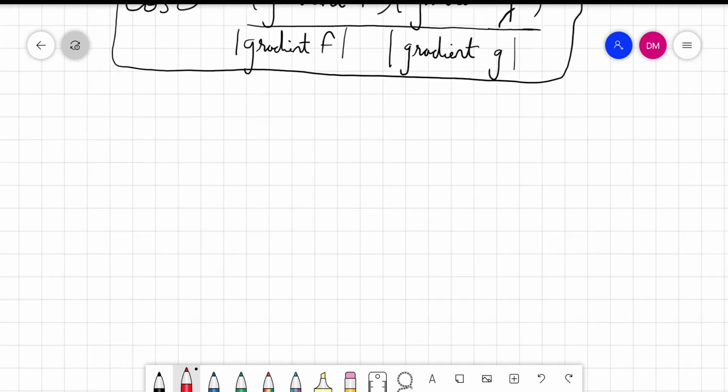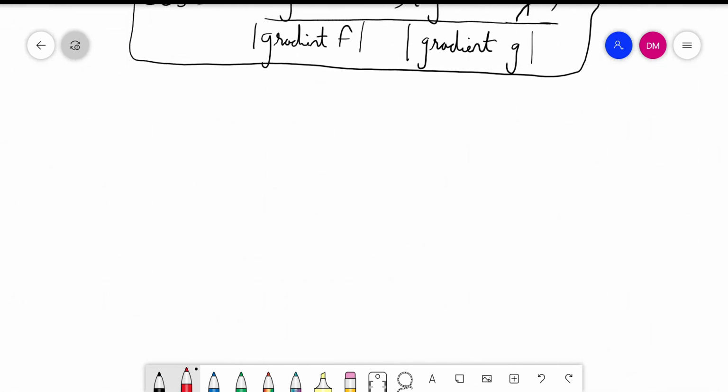So this was the concept of vector calculus.